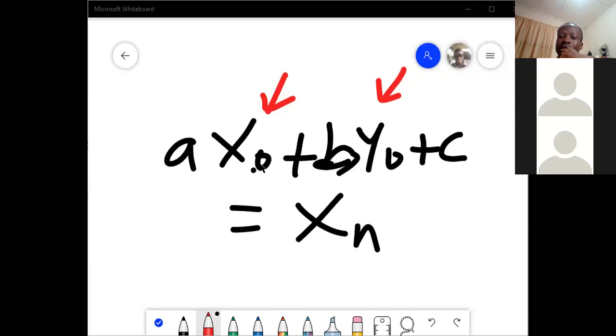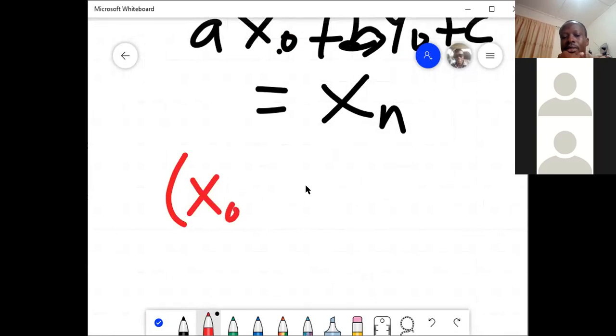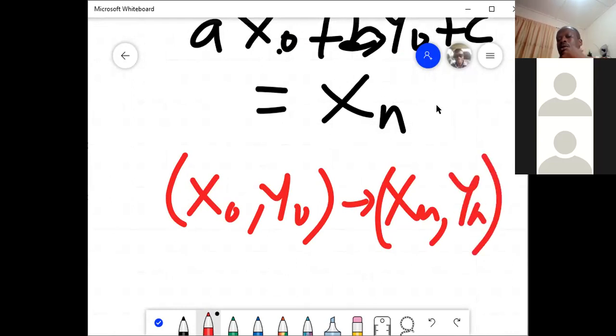In other words, if I'm able to find A, B, and C, then given any X naught, Y naught, which is the known coordinate, I'll be able to find the unknown coordinate. So I want to transform a set of coordinates from X naught, Y naught to Xn, Yn. That is the story of coordinate transformation. You're given a set of coordinates X naught, Y naught, and you want to change them to Xn, Yn. This is coordinate transformation.